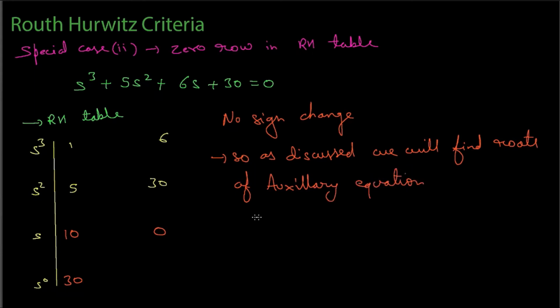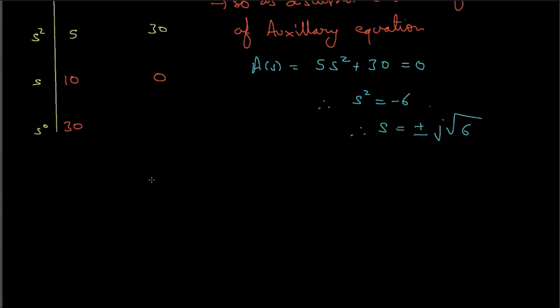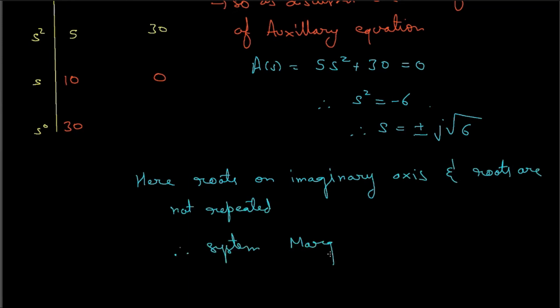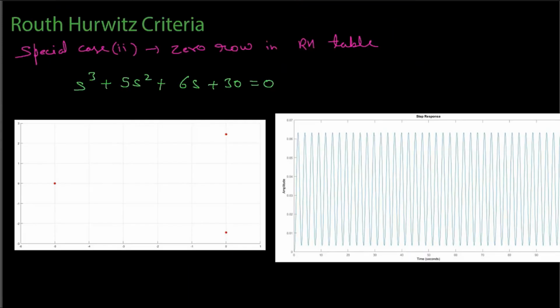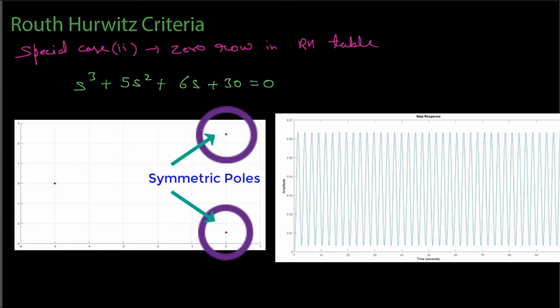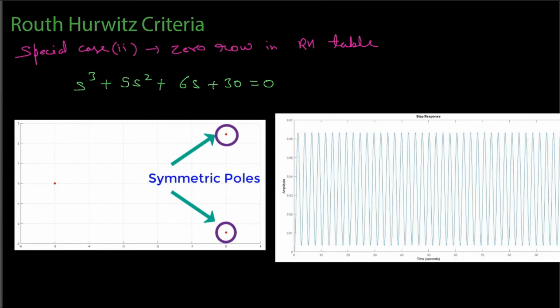Earlier we constructed the auxiliary equation, which was 5s square plus 30. So we will factorize it, and we will get s equal to plus or minus j root 6. We can see that there are no repeated roots here. That is why we can conclude that the system will be marginally stable. In the pole-zero plot as well as the step response curve, we can see that there are poles on the imaginary axis, and the step response of the system is oscillating. Hence the system is marginally stable.